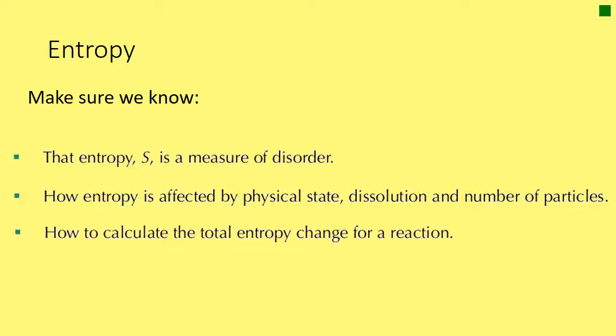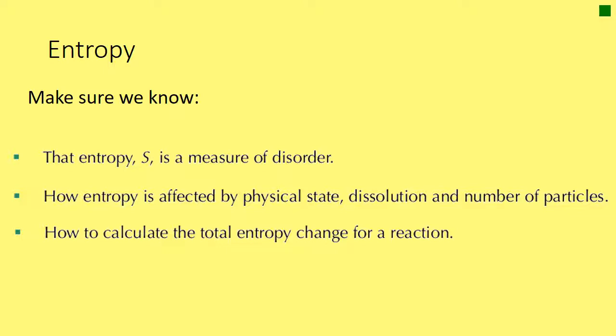Okay, let's just recap to finish off with. Do we know that entropy S is a measure of disorder? Yes, I think we do. And we could also use the word randomness or chaos instead of disorder. Do we know how entropy is affected by physical state? I think we know that entropy increases as we go from solid to liquid to gas. And we also know that entropy increases as we dissolve a solid in a liquid, which is usually water.